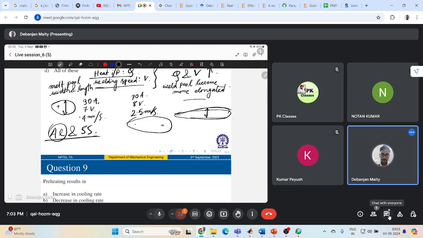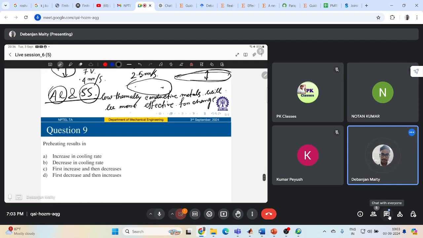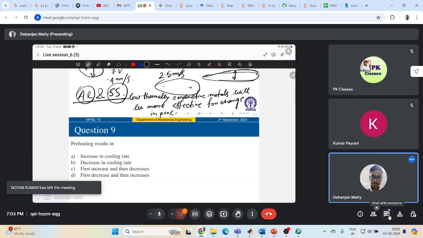So you can visually see these kinds of effects very clearly for these low thermally conductive metals. The parameters will be more effective for change in pool shape.